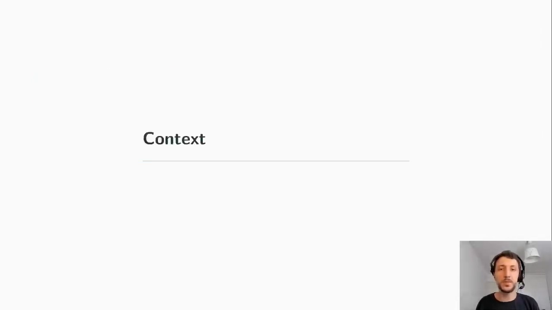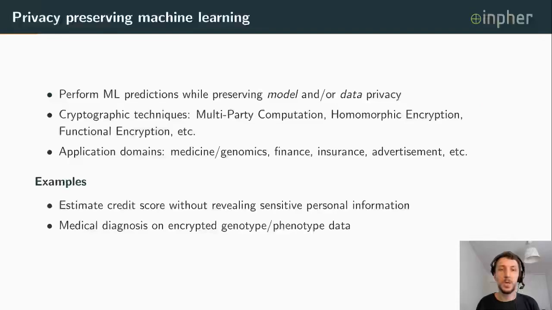Let me start with some context of this work. We are interested in privacy-preserving machine learning. That is to say, we want to perform some machine learning predictions while preserving model and data privacy. Different cryptographic techniques can be employed to perform this task. Amongst them are multiparty computation, homomorphic encryption, or functional encryption, which we'll use in this work. The application domains for this type of techniques are huge, starting from medicine, finance, insurance, advertisements, etc.